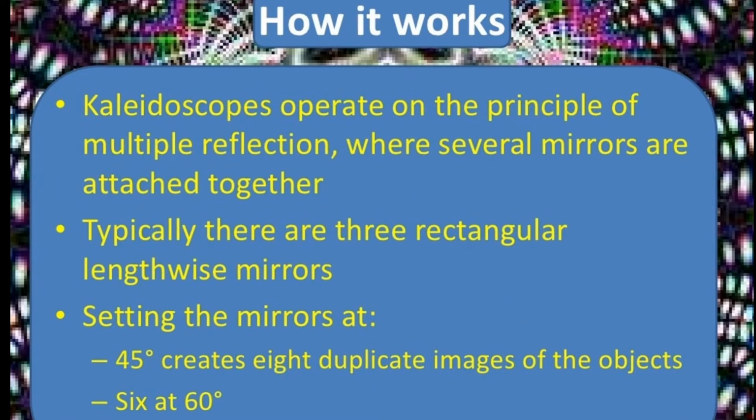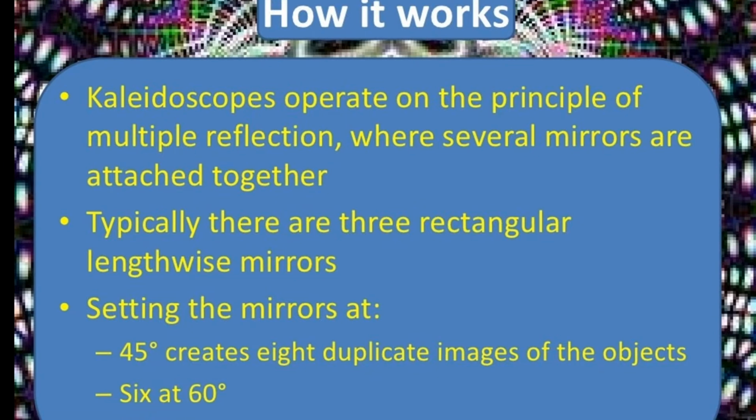A kaleidoscope operates on the principle of multiple reflection, where several mirrors are attached together. Typically, there are three rectangular lengthwise mirrors. Setting the mirrors at 45 degrees creates 8 duplicate images of the object, at 60 degrees it creates 6 duplicate images, and at 90 degrees it creates 4.